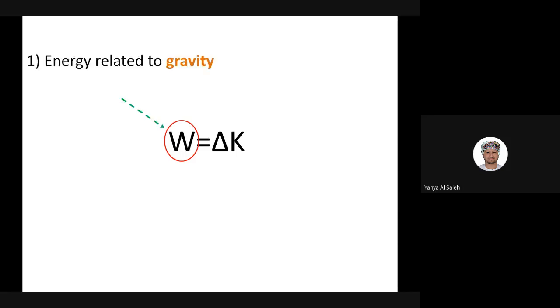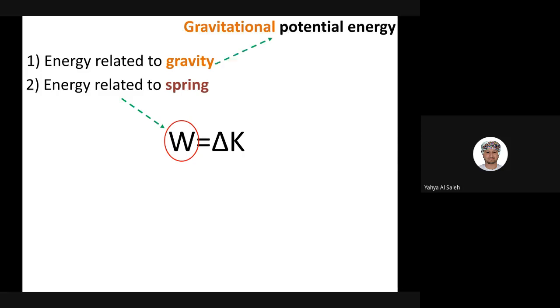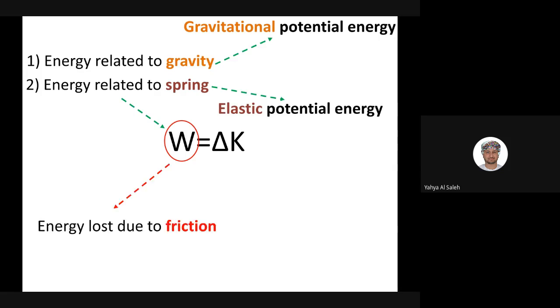Okay, fair enough. Now we spoke about multiple energies so far. We spoke about energy related to gravity, and energies related to springs. The gravity one, we called gravitational potential energy. The spring one, we call elastic potential energy. We also spoke about losing energy due to friction, so as thermal energy or heat. And on the other side, we said W equals delta K, where K is the kinetic energy.